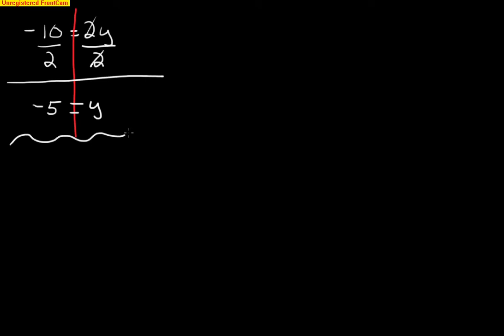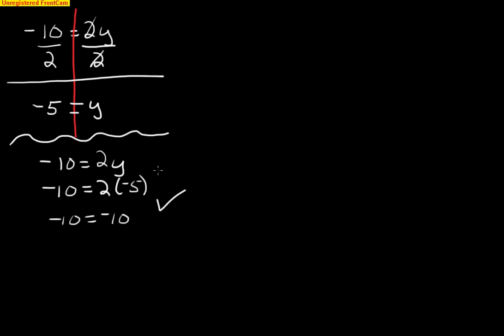Okay, let's put our verification up under here and rewrite the problem. We started out with negative 10 equals 2y. So we'll put in negative 10 equals 2 times y, and we said it was negative 5. So negative 10 equals, and 2 times negative 5 is a negative 10. It checks out. Okay, so we know that this solution, y equals negative 5, is correct. Okay, so those are examples. We went over an addition, a subtraction, a multiplication, and a division, and how to solve a one-step equation for the variable.